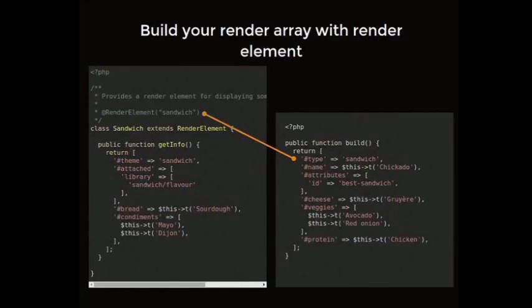Here is a render element. So I'm creating a render element called sandwich, which will provide some default values for my render array. So we want to always attach this library for the sandwich. We always want to have the same bread. We always want to have the same condiments. So you don't have to specify them every time here. That is one of the good points of using render element. You can specify this kind of default values.